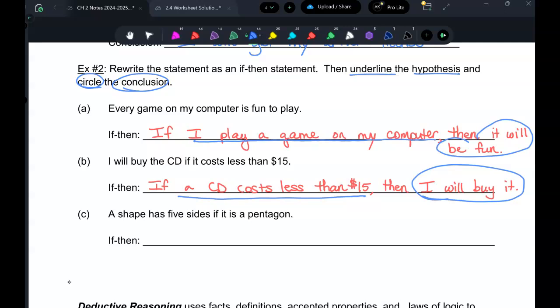Okay, David. If the shape has 5 sides, it's a pentagon. A shape has 5 sides if it is a pentagon. Do you see where the word if is? What's the hypothesis though? What are they saying? If it is what? A pentagon. So that's actually what we're going to write first. If a shape is a pentagon, then it has 5 sides. Do you have to write all these?